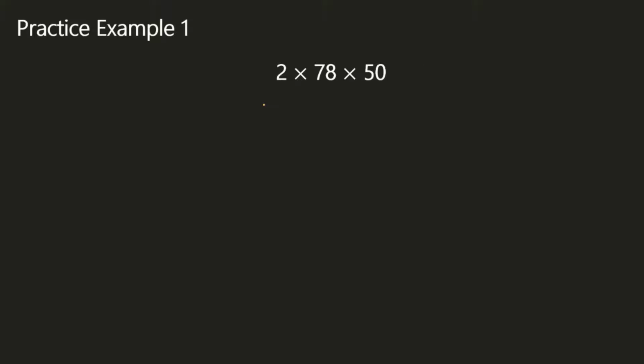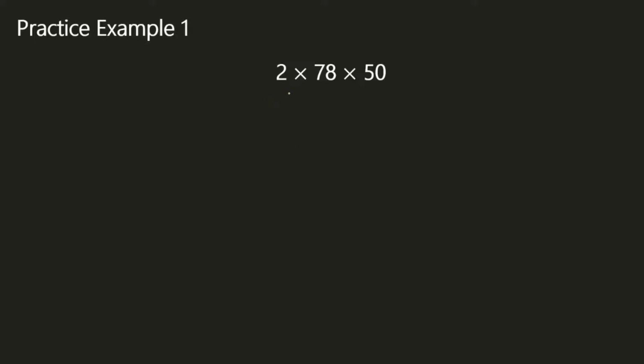Let's do a few practice problems. Pause the video and try to solve this problem using commutative and associative properties. Now, if you have solved it by multiplying these numbers from left to right in order, pause the video and try again. Look for numbers that when multiplied together gives you a product with trailing zeros.